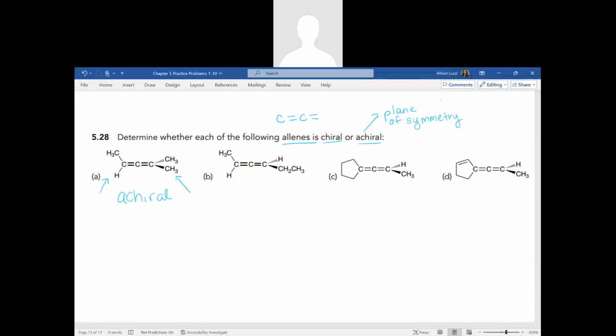Let's take a look at compound B. So we have two different groups over here, and two different groups over here. We have a methyl and a hydrogen on the left, and then we have an ethyl and a hydrogen on the right. So therefore, we have no plane of symmetry, and that would tell us that this would be a chiral compound.